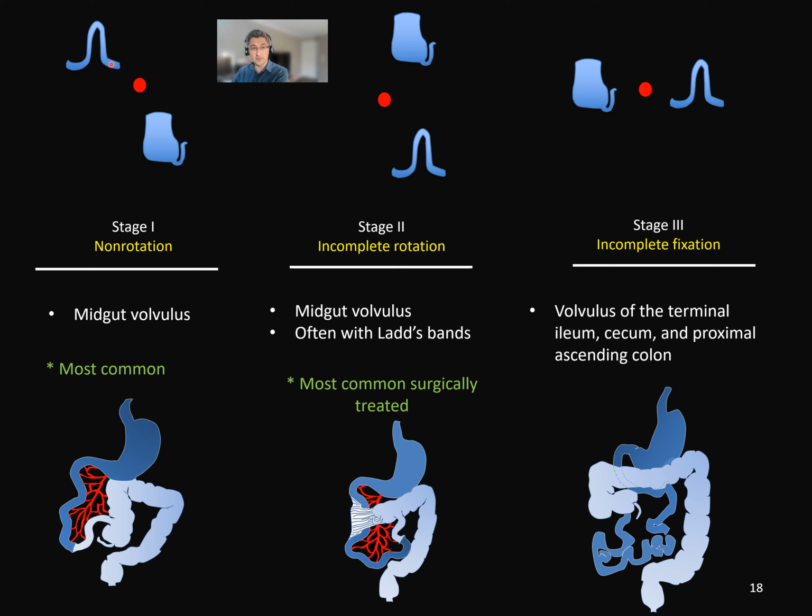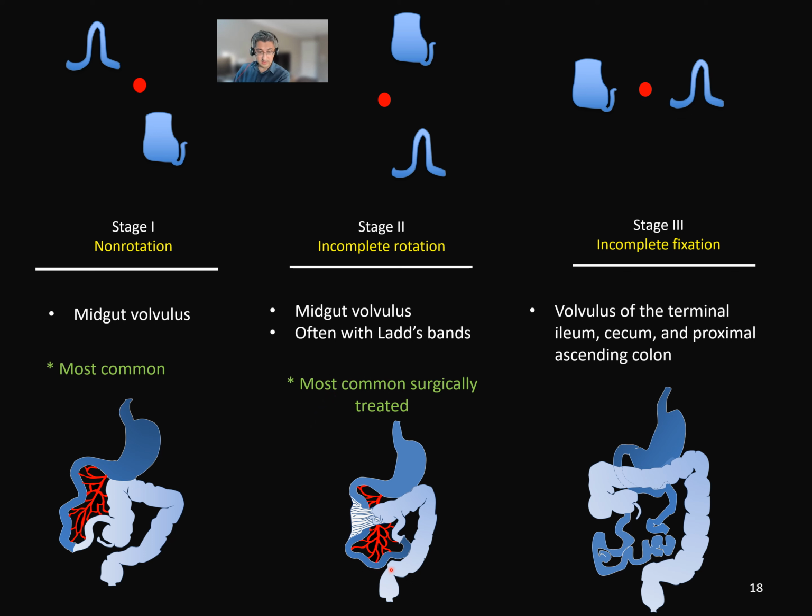So in some of these cases, the mesenteric base can still be long enough and it doesn't have to twist around itself. So these patients may be asymptomatic. However, this incomplete rotation, which happens during stage 2, is usually complicated with midgut volvulus and also associated with Ladd bands. Ladd bands cause intestinal obstruction without volvulus. It can be without volvulus as well. This is the most common surgically treated type.